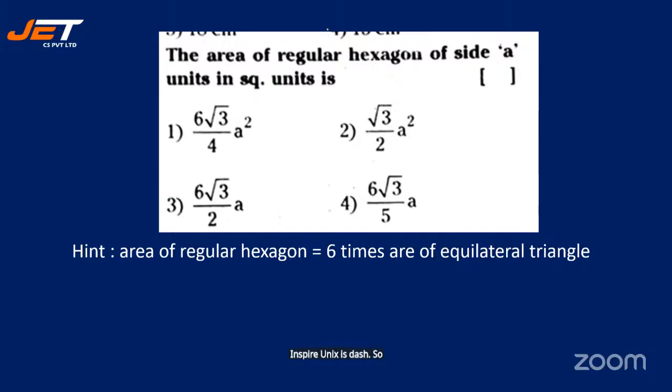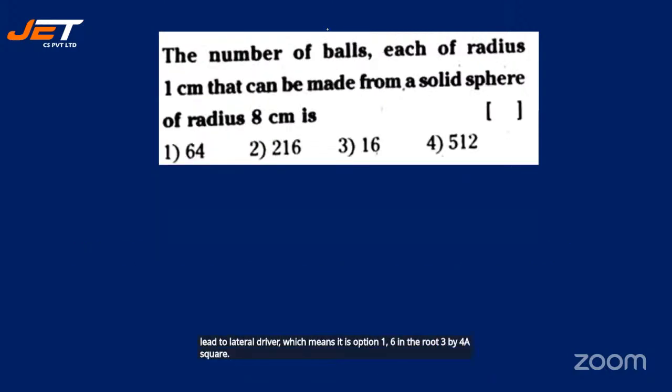So area of regular hexagon is 6 times the area of equilateral triangle. Don't forget that area of regular hexagon is 6 times the area of the equilateral triangle, which means it is option 1, 6 into root 3 by 4 a square. All right, see the next question.